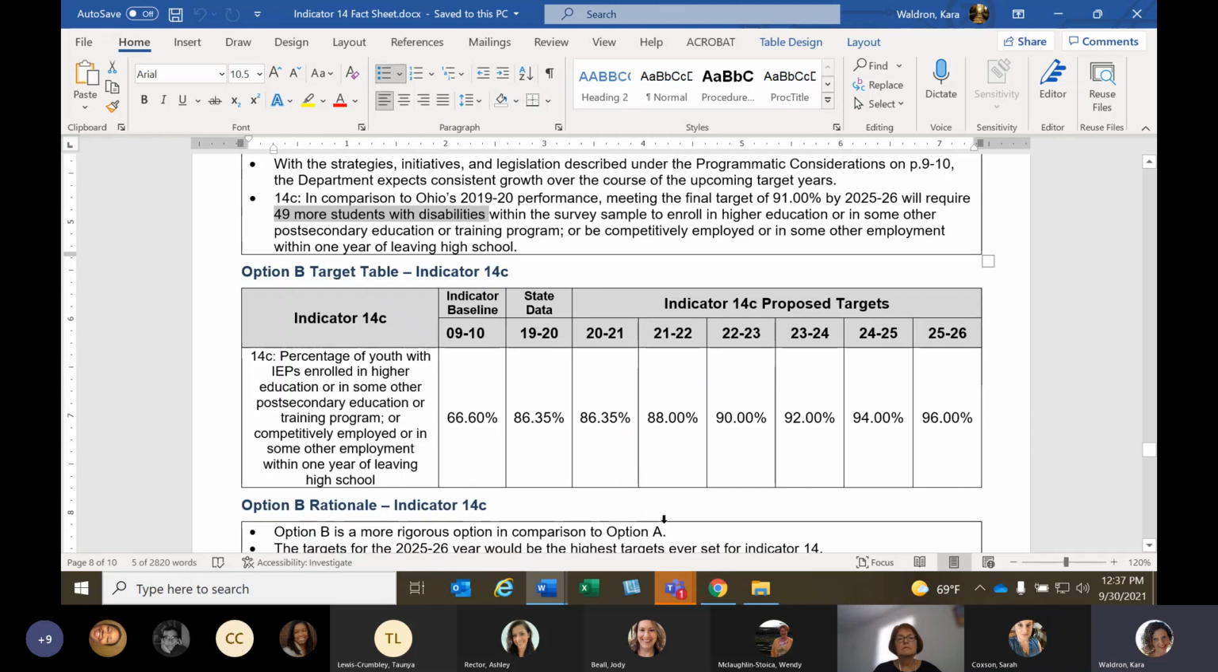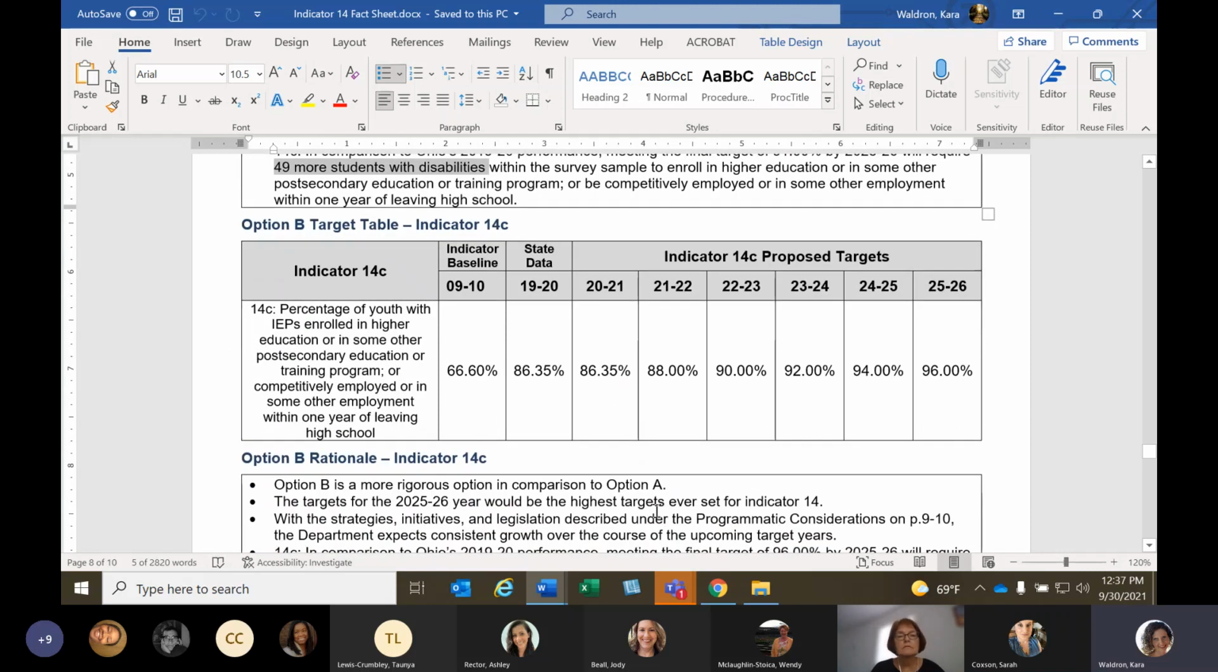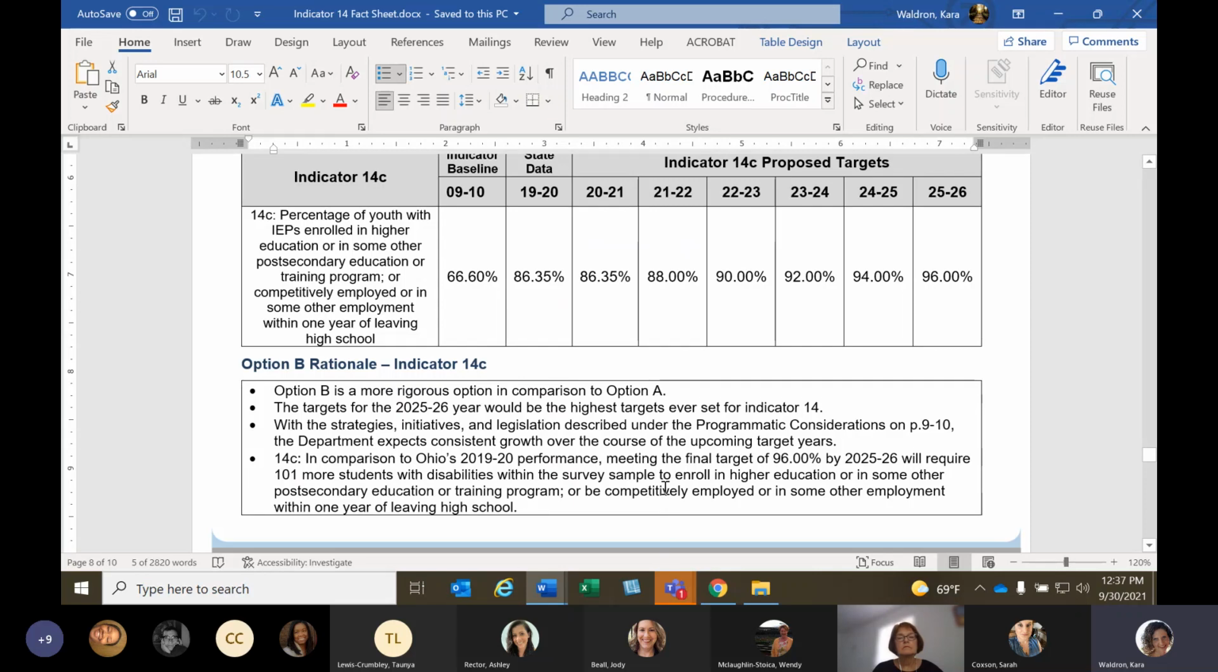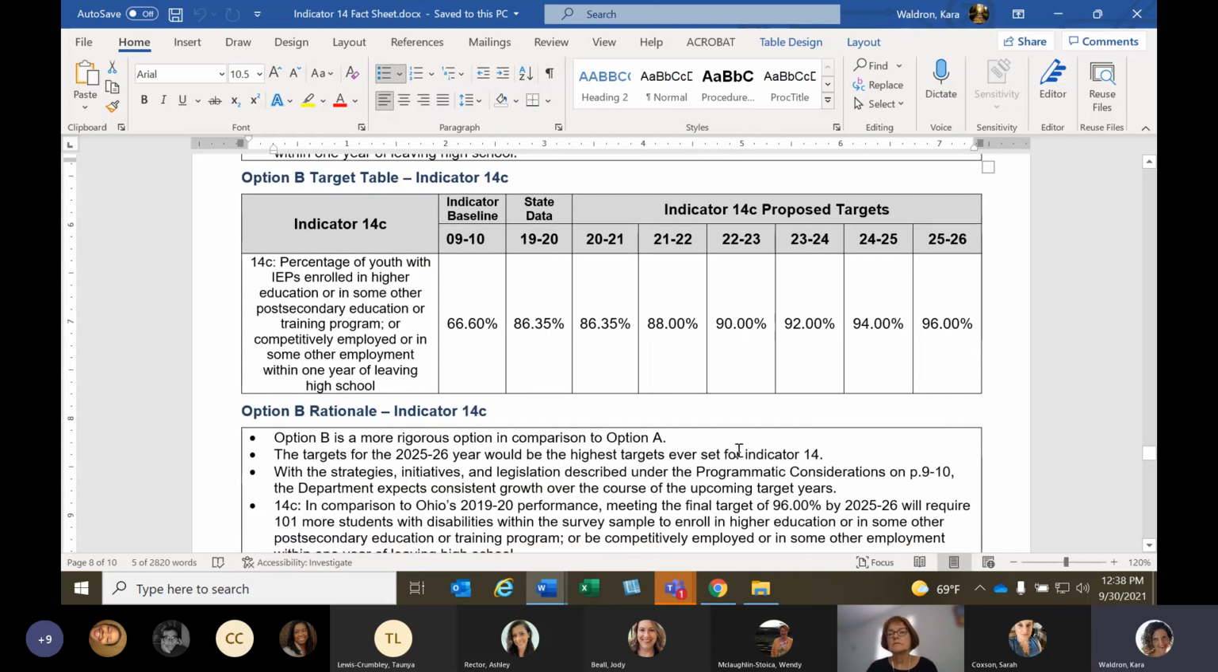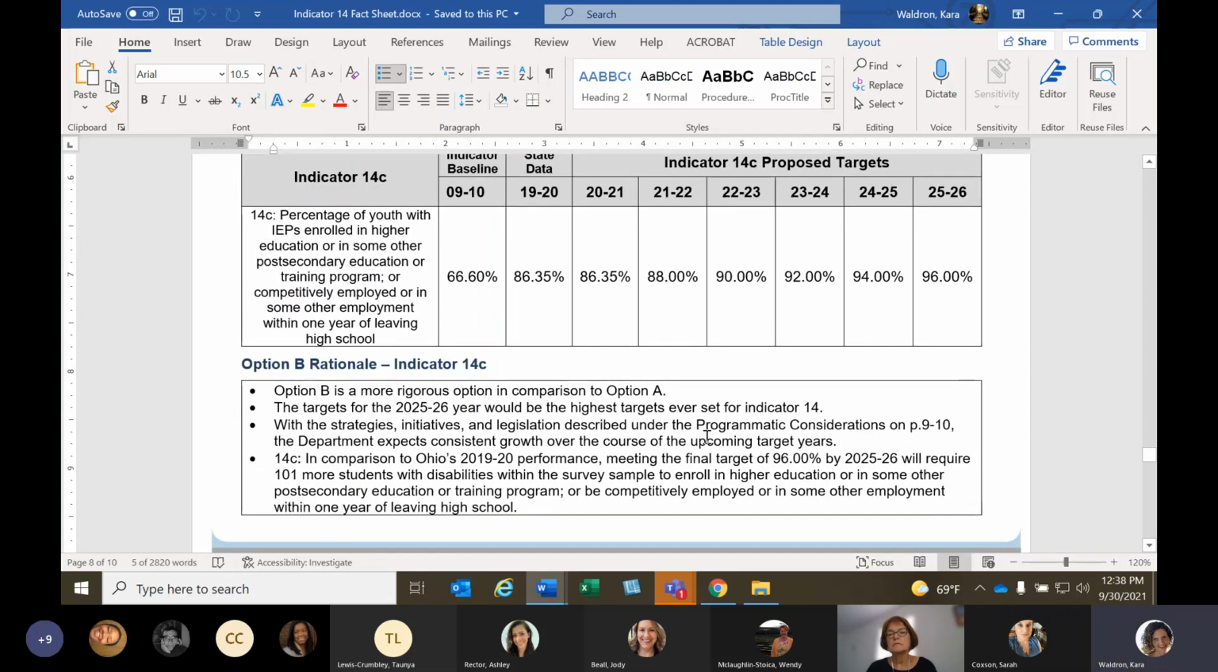By comparison, then, option B would be even more rigorous, certainly by far the most rigorous targets that we've ever considered for 14C, showing higher increments of growth and ending at a 96% engagement rate, which is certainly what we would want, right? Wouldn't we love to follow up with even a subset of our students with disabilities and find that 96% of them are engaged in one or more of these categories 1 year out from high school? But by comparison, that would require 101 more students to be engaged in order to meet option B.